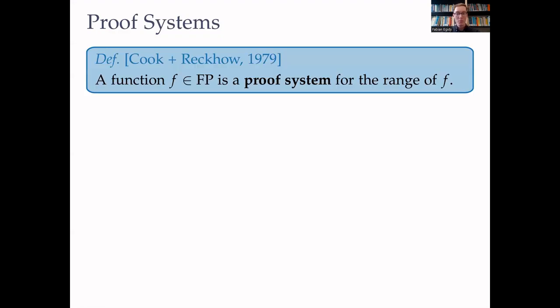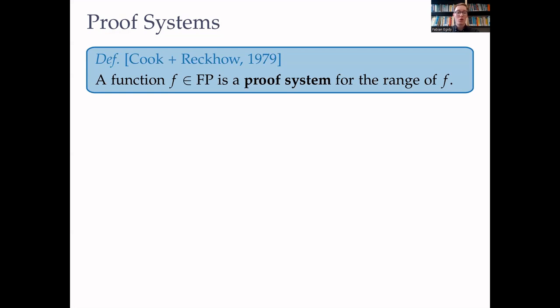A proof system, by the definition of Cook and Reckhow from 1979, is simply a polynomial time computable function. And the statements we can prove in such a proof system is precisely its range. So we say a polynomial time computable function is a proof system for its range. To better understand this definition, let's look at an example.